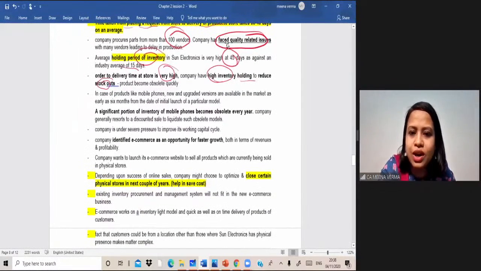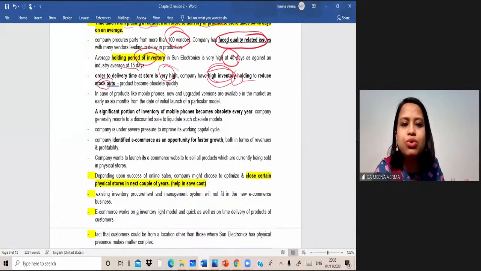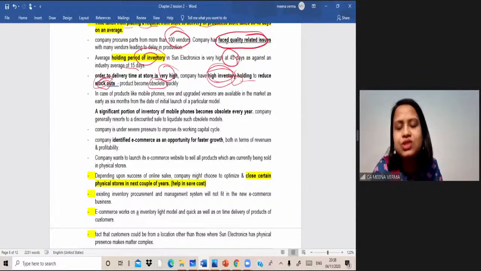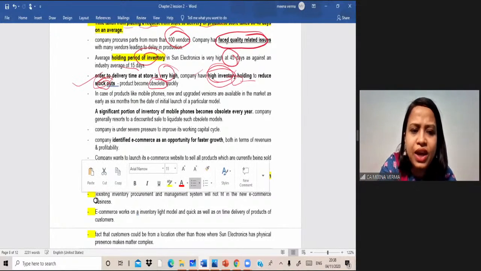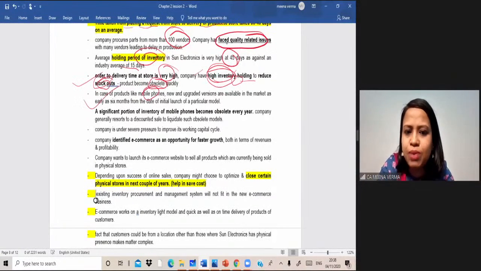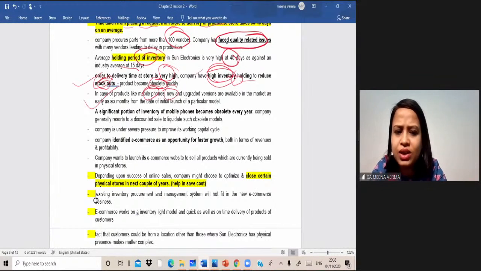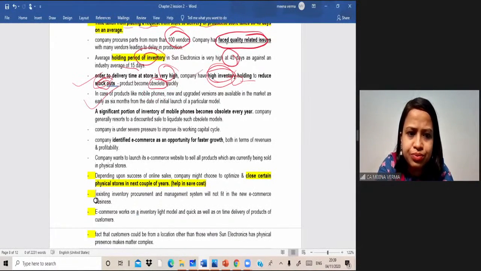So the company has high inventory holding because they want to reduce the chances of stock out, which is a kind of waste, and it will become obsolete. This is what we have discussed already: they are selling mobile phones and laptops, and technology changes very frequently in this field, because of which the product becomes obsolete very soon.